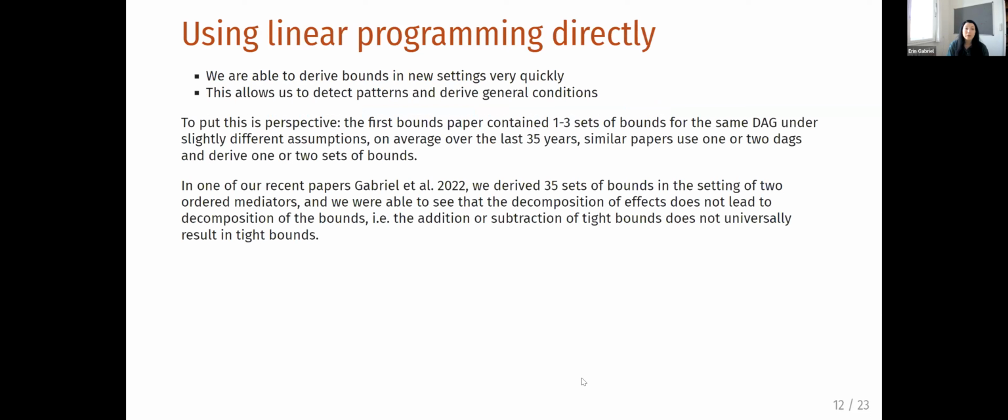So to put this in perspective, the first papers about bounds using this linear programming setting had 1 to 3 sets of bounds, generally for the same DAG, under slightly different sets of assumptions. And on average, over the last 35 years, it's been a similar pattern, 1 or 2 bounds per paper. So in a recent paper, we derived 35 sets of bounds in a setting with 2 ordered mediators, and these were all of the decompositions for the two ordered mediator setting. And this led us to some more understanding about the use of bounds. For instance, the addition and subtraction of type bounds does not universally result in type bounds, although it does in some cases. So even though 2 pieces or 3 pieces in a decomposition will add to something, adding or subtracting their type bounds does not result in type bounds for that remaining piece that they're decomposing.